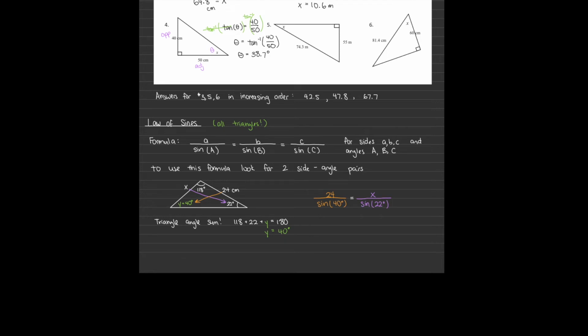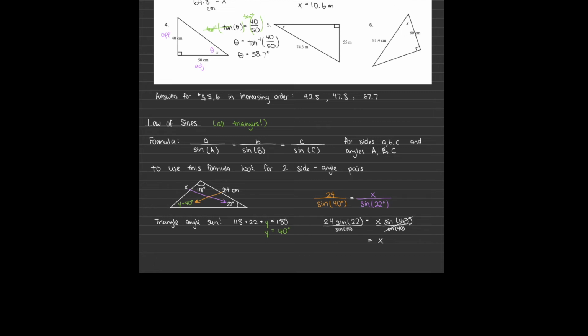So on one diagonal I have 24 sine 22, and on the other side I have x sine of 40. So to get x by itself, we can divide both sides by sine of 40. Don't want to introduce too many colors right here. I'll write it a little bit smaller. I'll divide both sides by sine of 40. And that gives me x all by itself on the right side.